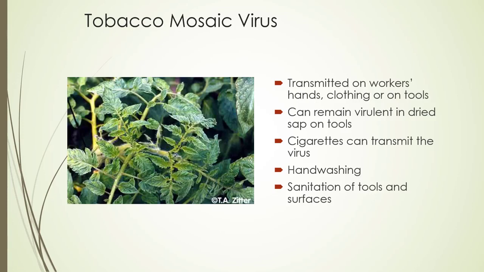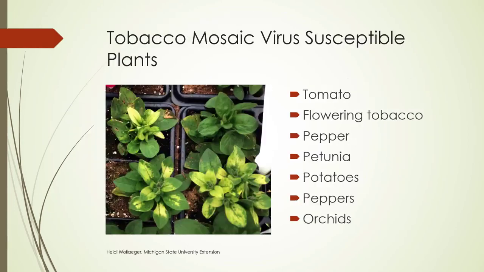And keep in mind, as I said, don't let the name fool you. Tobacco mosaic virus occurs on other plants besides tobacco. So some of the plants that are susceptible: tomatoes, flowering tobacco, pepper, petunia, potatoes, peppers, and orchids.